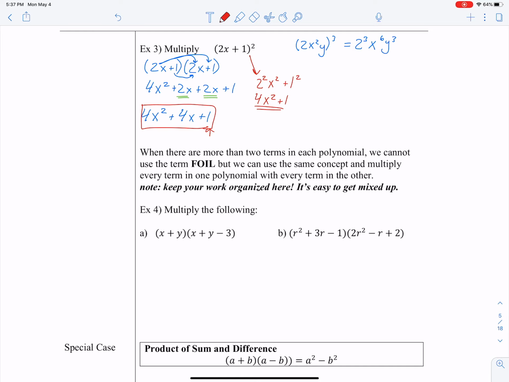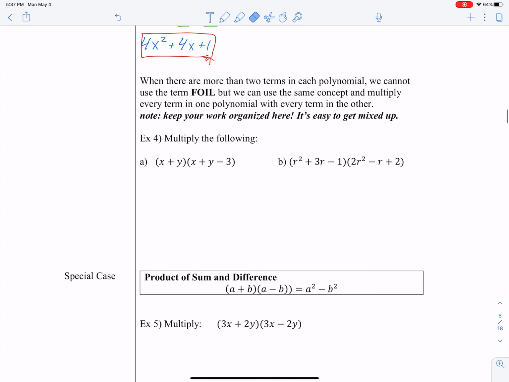So you can't just put the 2 on everything. It doesn't work if you have more than one term. So you have to multiply the whole bracket out. Okay, that's a very common mistake that people make. So don't fall into that trap.